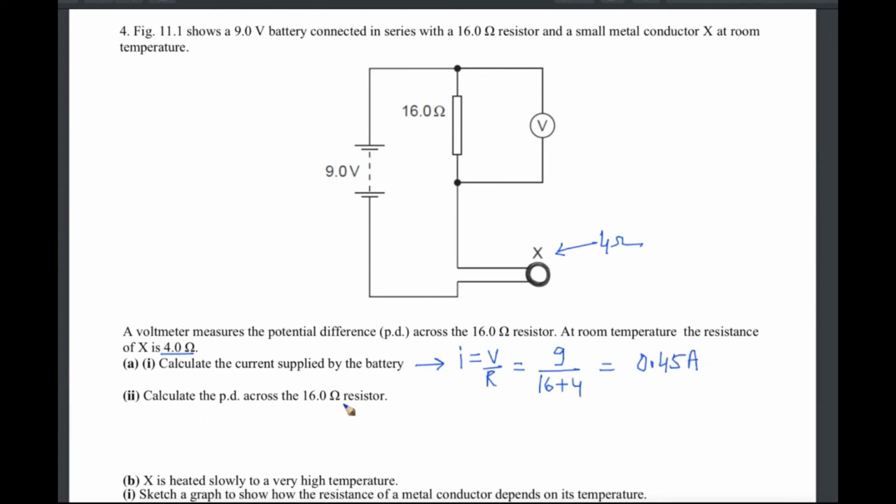Calculate the potential difference across the 16 ohm. So we have to calculate the voltage across this. So voltage is equal to current multiplied by resistance. So current is 0.45 multiplied by 16. So 4 multiplied by 0.45 is 1.8. 1.8 multiplied by 4, 18 4s are 72. So 7.2 volts.